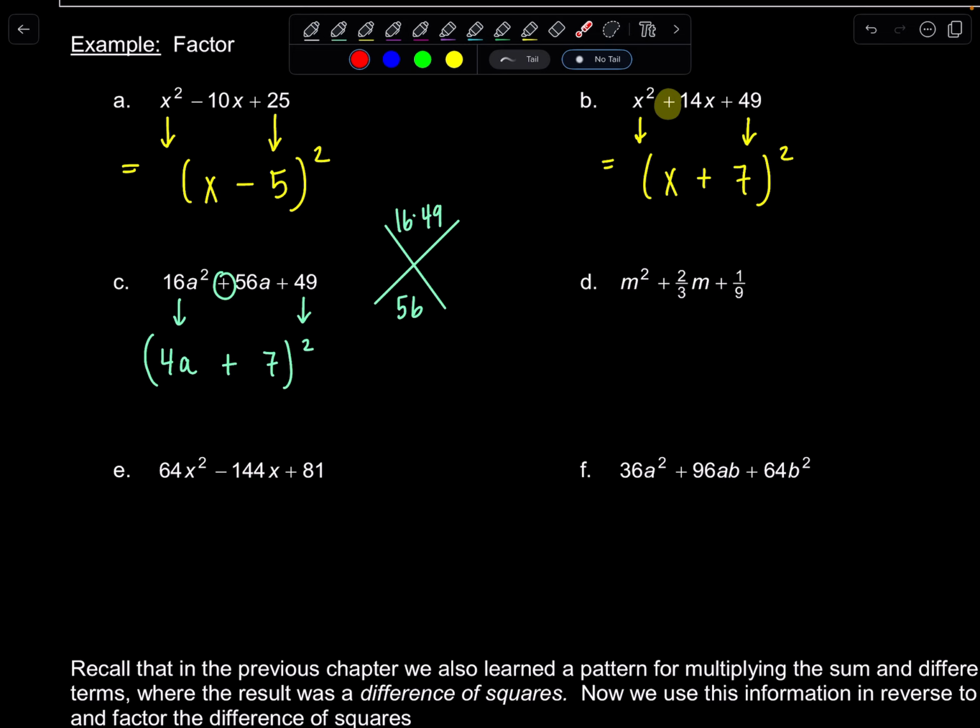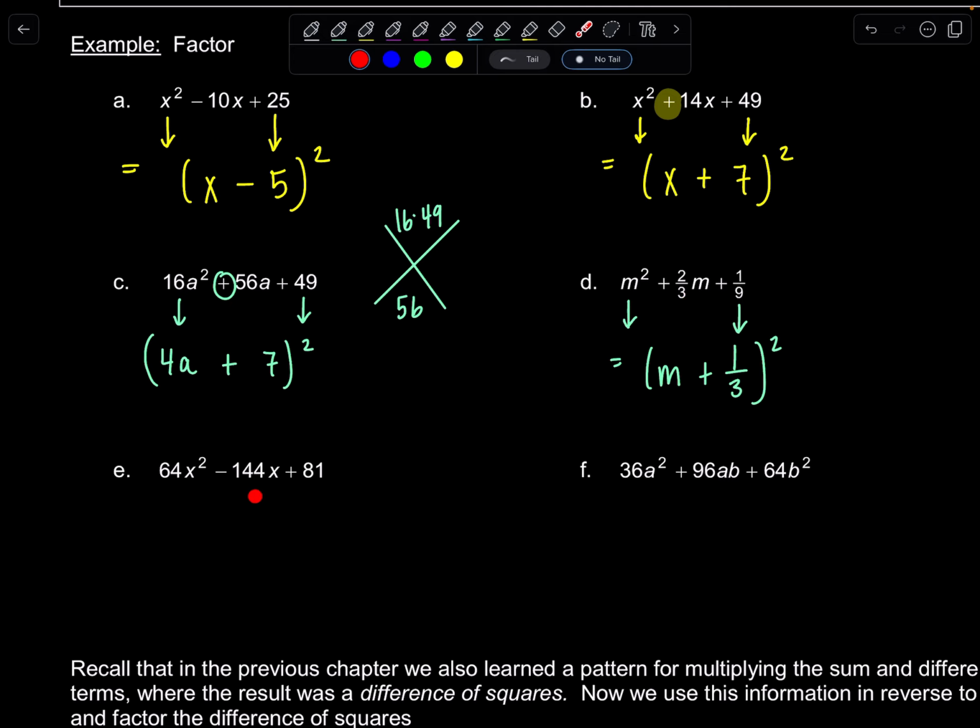Okay, let's try another. m squared plus 2/3 m plus 1/9. Again, you kind of guess at first. Square root of 1/9 is 1/3. And then you double check and hope it worked out for the middle term. So 2 times m times 1/3. Yep, 2/3 m. We're good.